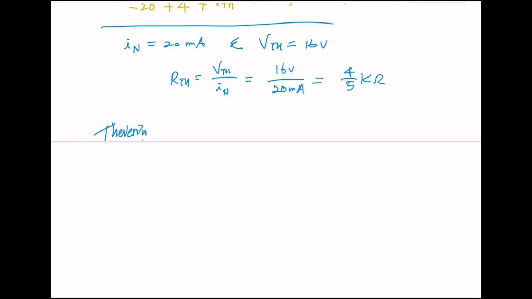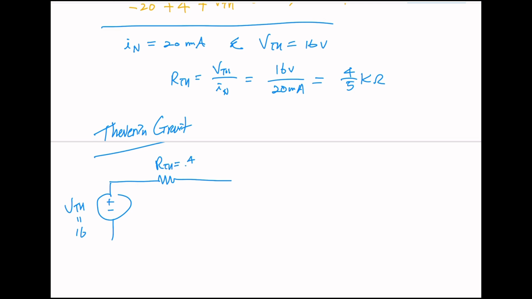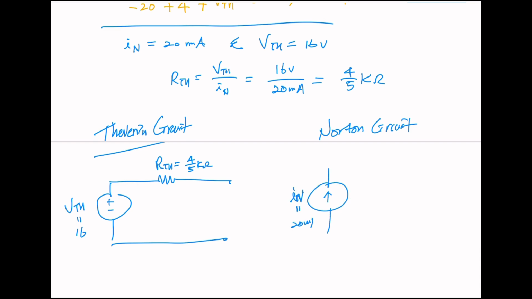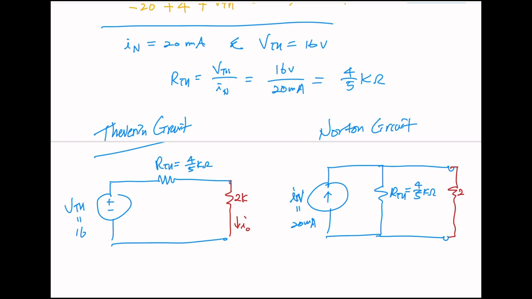You can have Thevenin circuit. That is VTH equals 16 in series with RTH equals 4 over 5K. And then Norton circuit is going to be IN equals 20 milliamp in parallel with RTH, that is 4 over 5 kilo. That's it. Now, the missing term we took out from the original problem, that was 2K, and I sub 0 is going down. This is 2K, and I sub 0 going down.